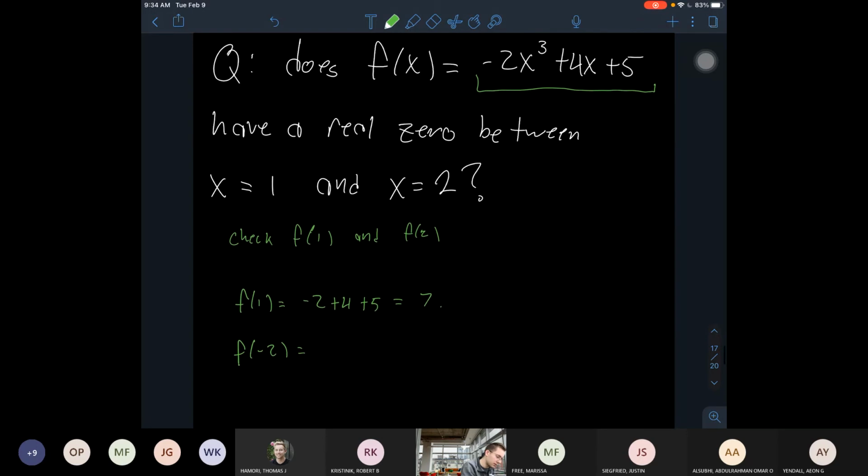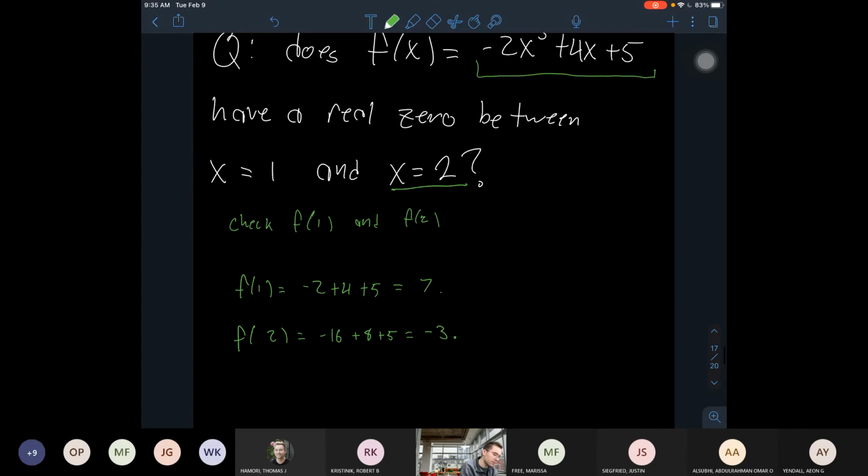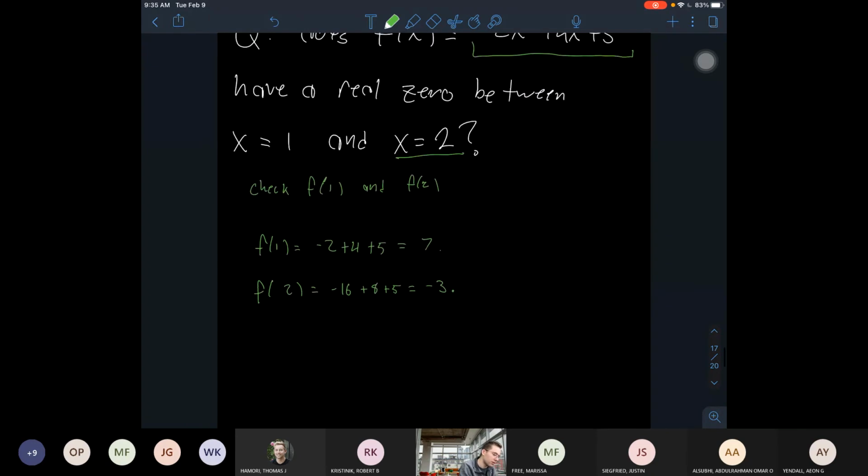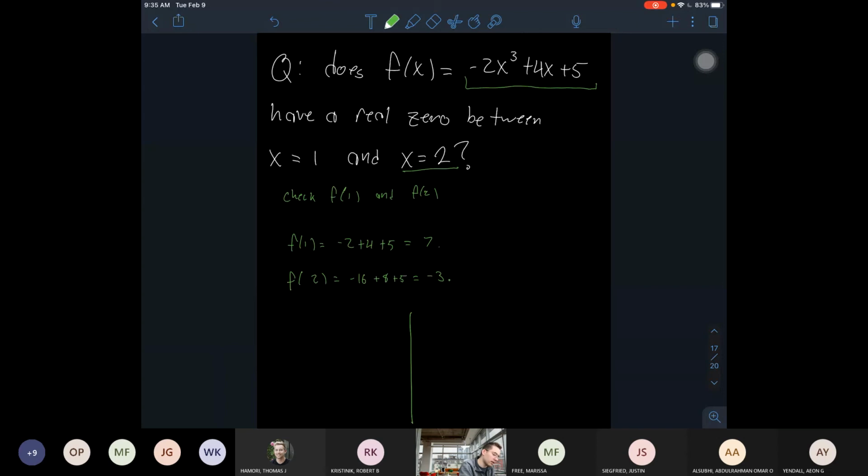Then if we do f of 2, why did I put negative 2? That's why it's messing us up. So if we do f of 2, because x equals 2, we'd get negative 16 plus 8 plus 5, which should be equal to negative 8 plus 5, which is negative 3. If we were to fill in this information, we know that the graph of the function would look something like this. At 1, the height of the function is 7.